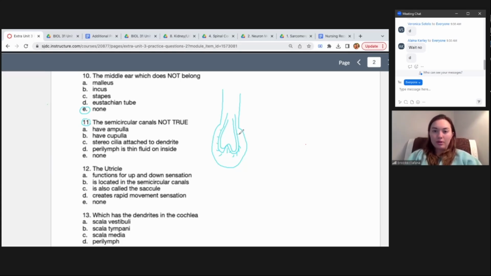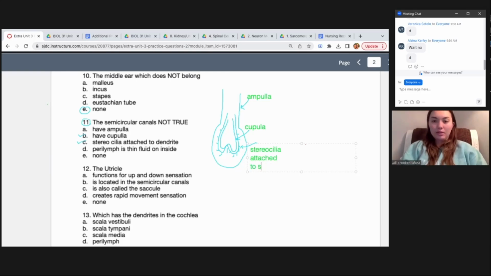Okay, so the stereocilia are the ones that are attached to the dendrite. So C, stereocilia are attached to the dendrite. That would be true. It does have the ampulla on the outside, and then the cupula is this part right here, and then the stereocilia are attached to the dendrite. So ampulla is the rounded portion, cupula is the part inside. Stereocilia are attached to the dendrite.